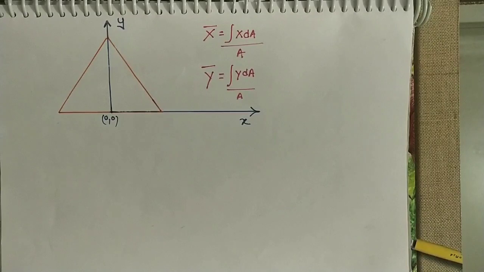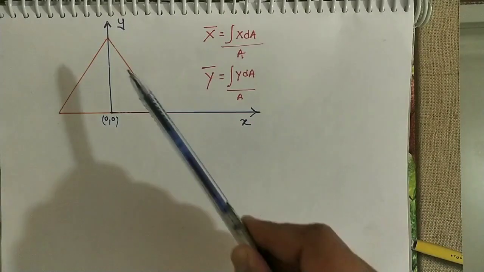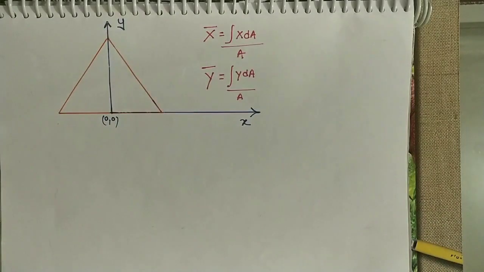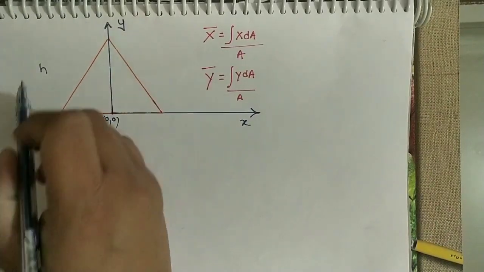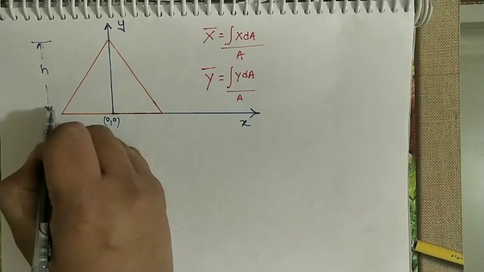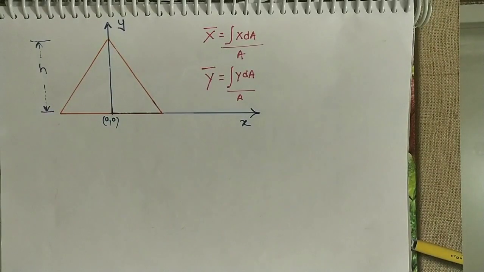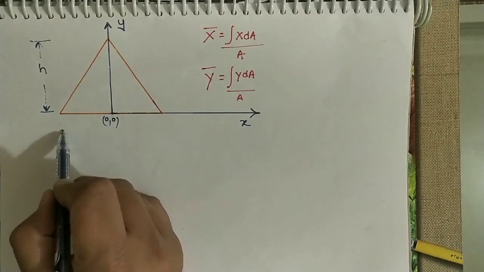So dear students, let us find out the centroid or the center of area of this triangular lamina. It is a two-dimensional figure. The triangle is having height h. This is the height of the triangle, which is h, and the base of the triangle is B.